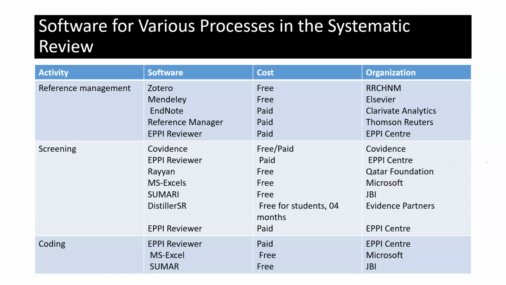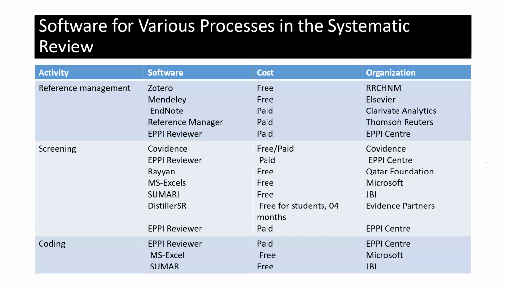For screening, we have Covidence, we have EPPI. Rayyan is one which is mostly used nowadays. It is free. You can use MS Excel as well, but you need to have the plugins in it. And then SUMARI is also free by JBI. JBI is one portal which you can visit. They have a lot of things.